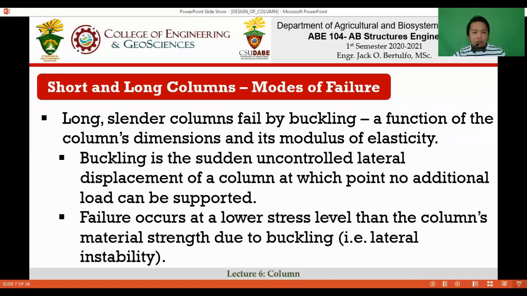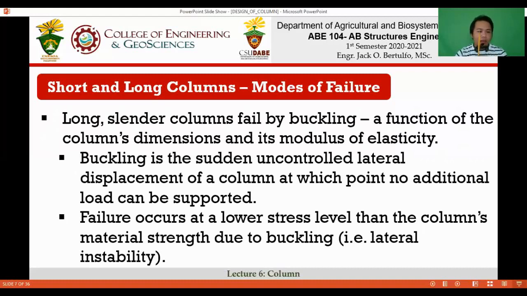So pag taas ka ang imong column, mapo ni ang failure. Remember, pag short, possible failure is due to crashing. Pag long, due to buckling. So what is this buckling? Buckling is the sudden uncontrolled lateral displacement of a column, at which point no additional loads can be supported. So failure occurs at a lower stress level than the column's material strength due to buckling.